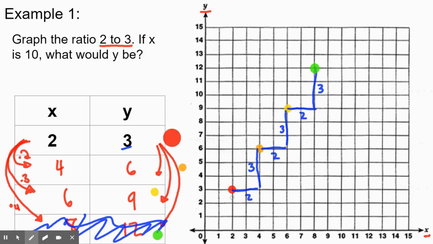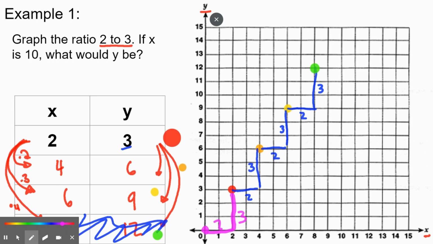You can also extend this back the other direction. If we go down 3 and then over 2, you'll see that we end up back here at 0, 0. That's actually what we should expect when we're graphing a ratio. You should always have a point right at the origin.